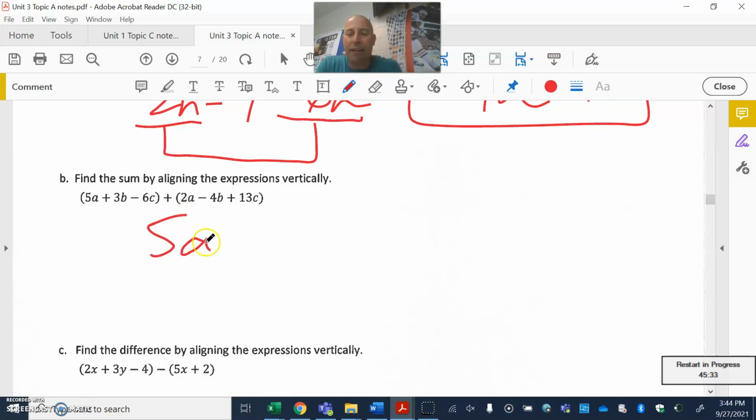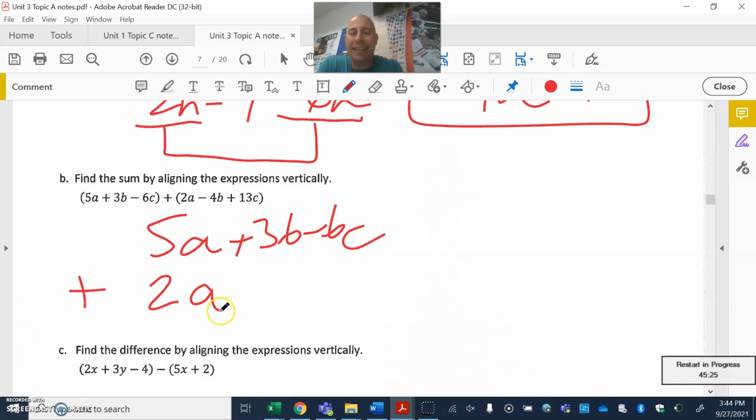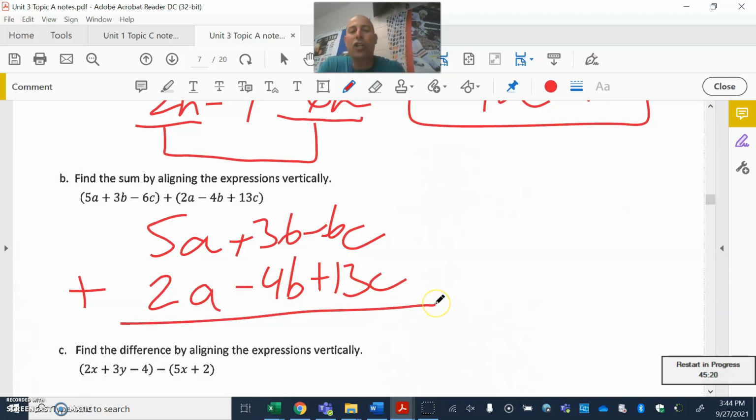They're saying, hey, take a 5a plus a 3b minus the 6c plus, and again, they're stacking the like terms, the b's under the b's, the c's under the c's. And now you can see it a little bit better. Negative 6c plus 13c, 7c. 3b, I know it looks like a 6 there a little bit, like a 36. Yeah, no, 3b minus a 4b, well, that's a negative 1b. And then 5a plus 2a, 7a. So there we go. Okay. So again, that's what they're after.